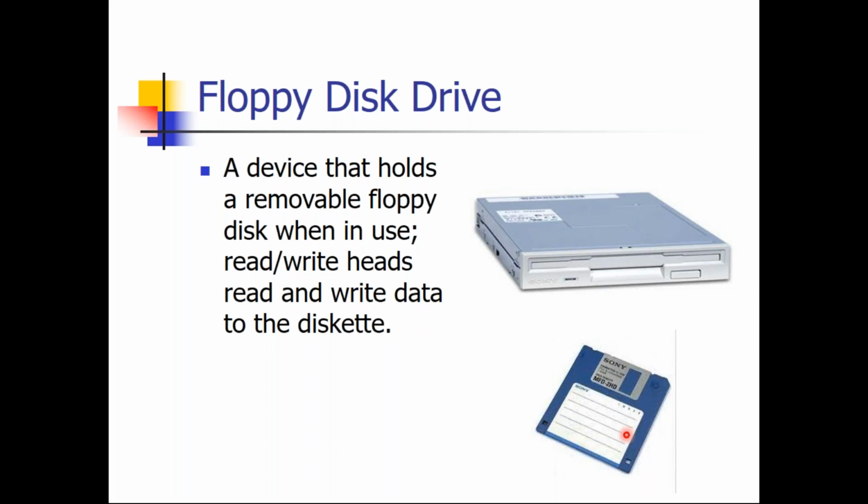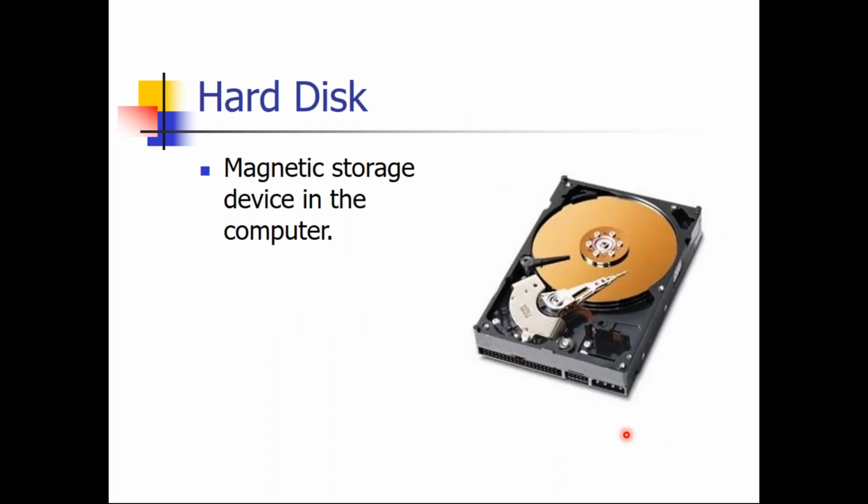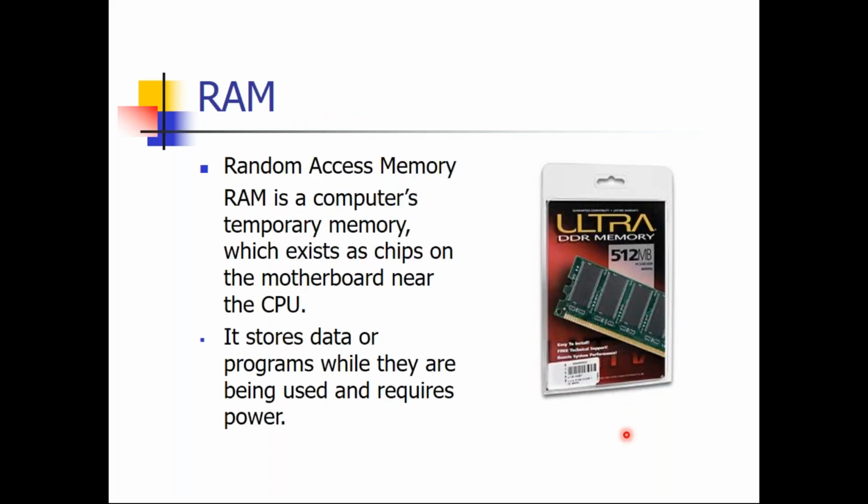Okay, and they are of magnetic type of devices. And this is of hard disk type. This is also a magnetic storage device. And this is RAM, random access memory. This is a volatile type of memory.